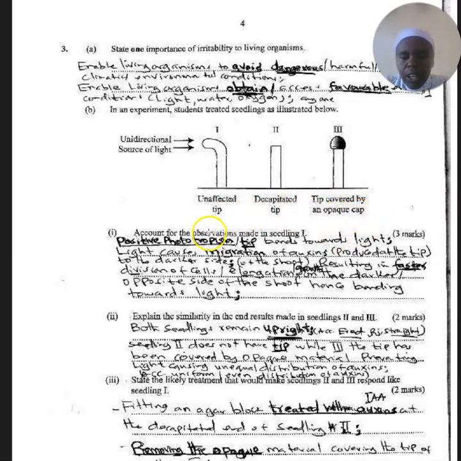You are told, account for the observation made in seedling 1. So seedling 1 is exposed to unidirectional light coming from one direction. What happens is in this tip, the auxin will migrate to the opposite side, the side that does not have light, this darker side here, and they will cause elongation of cells. Cells will lengthen, will increase in length at this side. And that is why the shoot bends towards the source of light.